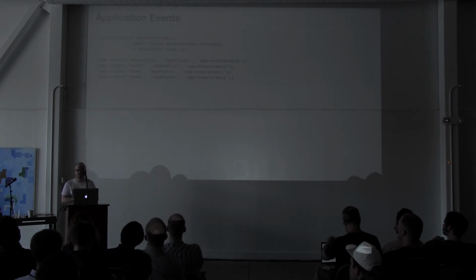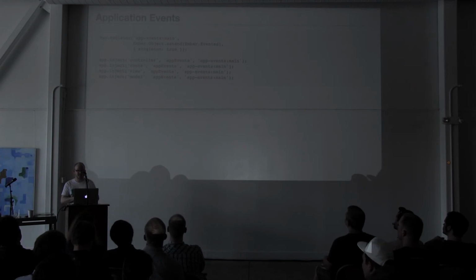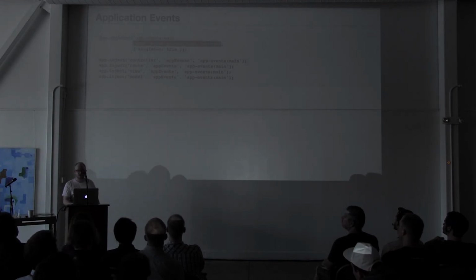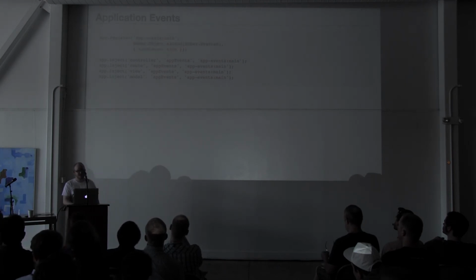So this is actually very little code. Here's another initializer. And I'm registering an object called appEventsMain. And creating that object is just the same Ember object extend thing that I showed you before. And I'm saying it's a singleton. I only want one of these things. And then I'm going to say, let's make it available in controllers, routes, views, and models.